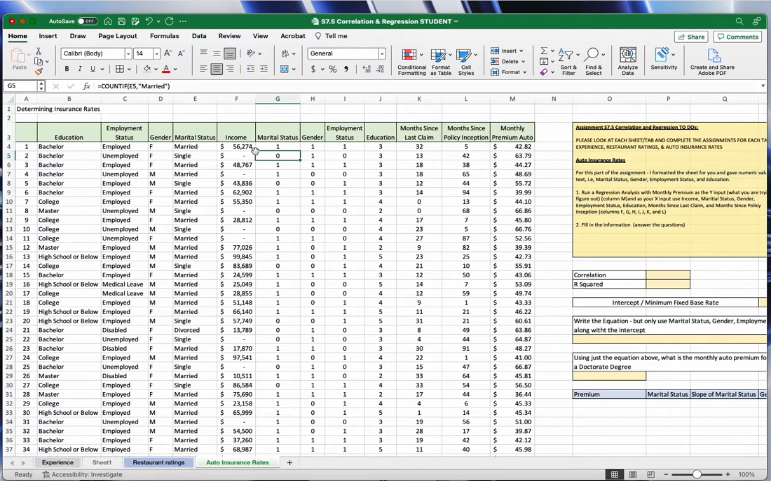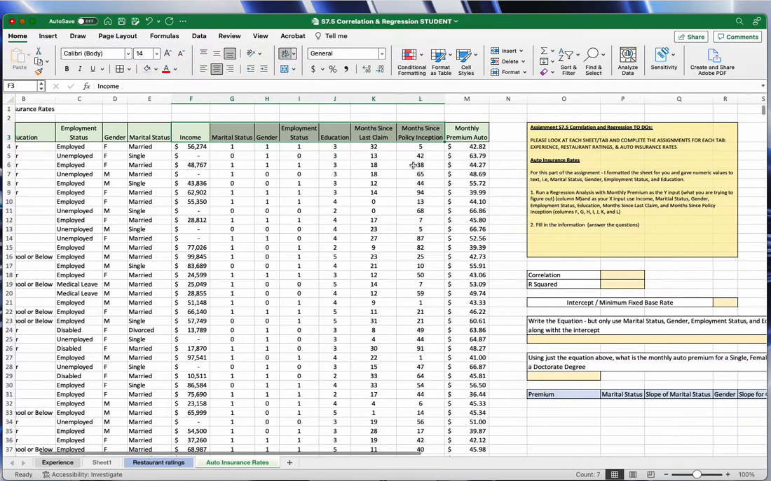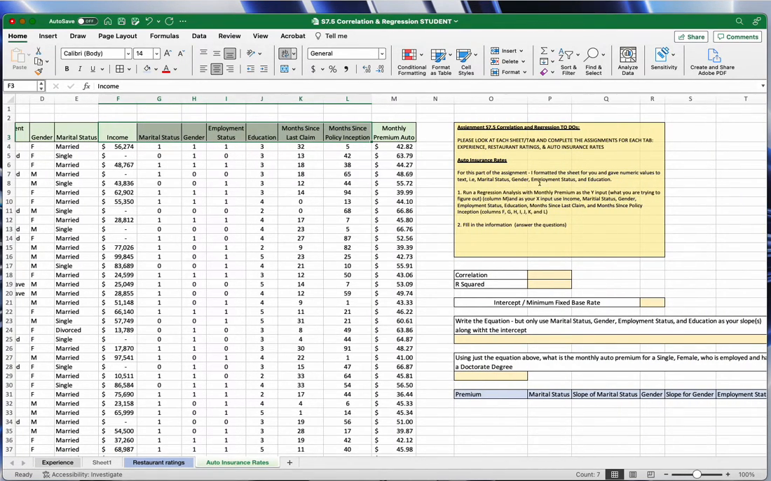We did that because in running regression, these all need to be numerical values. So it's not any more difficult than what we just did. Don't let the number of columns or amount of data sometimes scare you. Over here, it says for this assignment, we formatted it so that you gave numerical values to marital status and gender. It says run a regression with monthly premium as our Y. So our monthly auto premium, what we're trying to figure out, is our Y. And then we wanted income, marital status, gender, all of these as our X inputs.